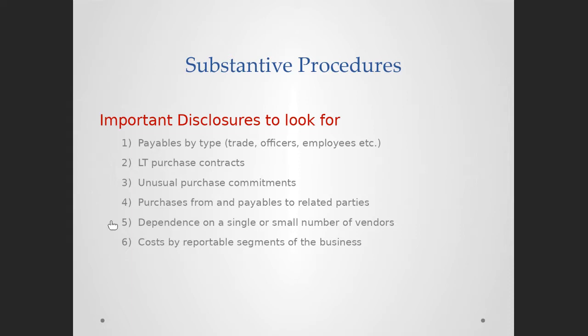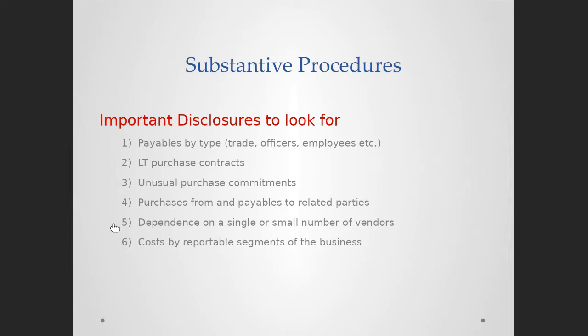Okay. Number 5, dependence on a single or small number of vendors. If the company regularly purchases items from one or two suppliers, then this should be disclosed, because if something happens to those suppliers, their raw material supply would temporarily stop. Like what happened to us in 2017, we were buying all our milk from Almarai, and when the supply stopped, we were temporarily, at least, in a little bit of a difficulty.